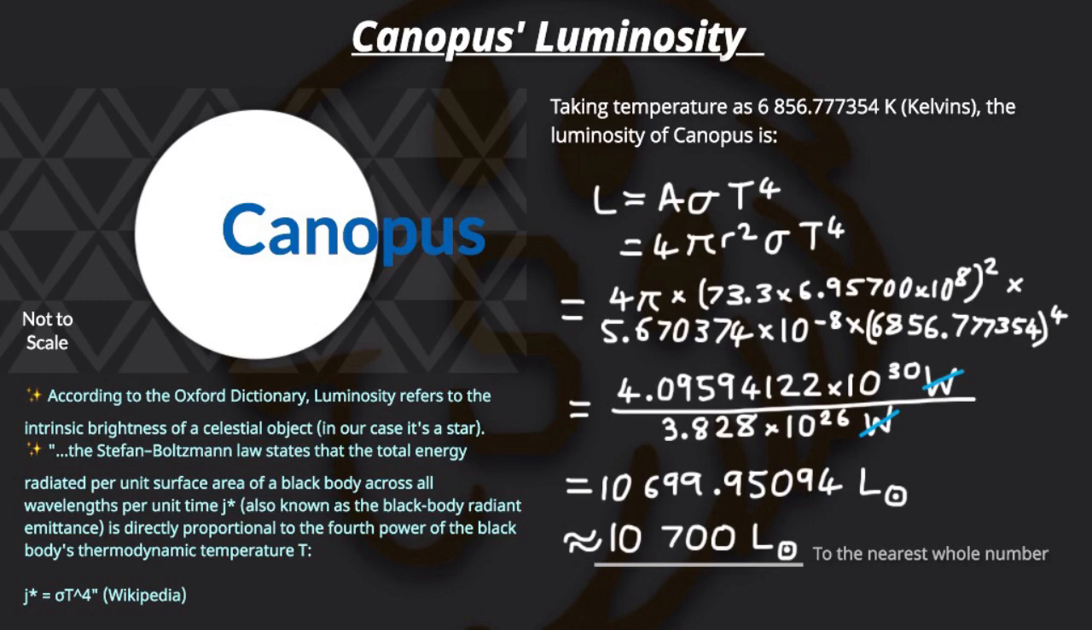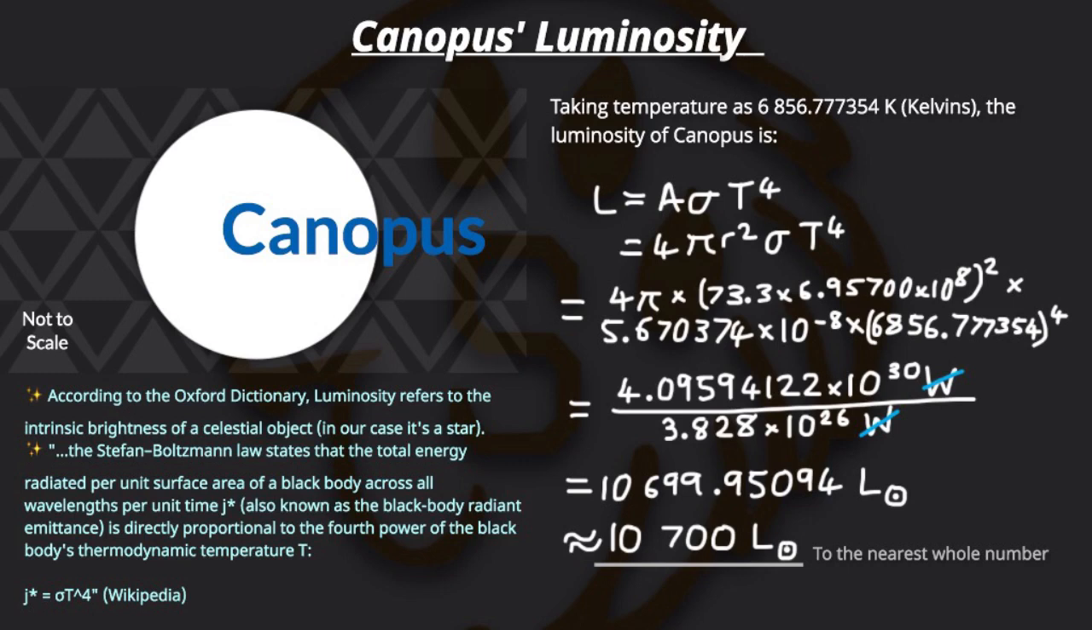That star is in a spherical shape, and we know the surface area is 4 pi r squared, like I was saying, so now you see it clearly. Then we substitute the values into that formula, so that our L becomes 4.0959 and so on, times 10 to the power of 30 watts.